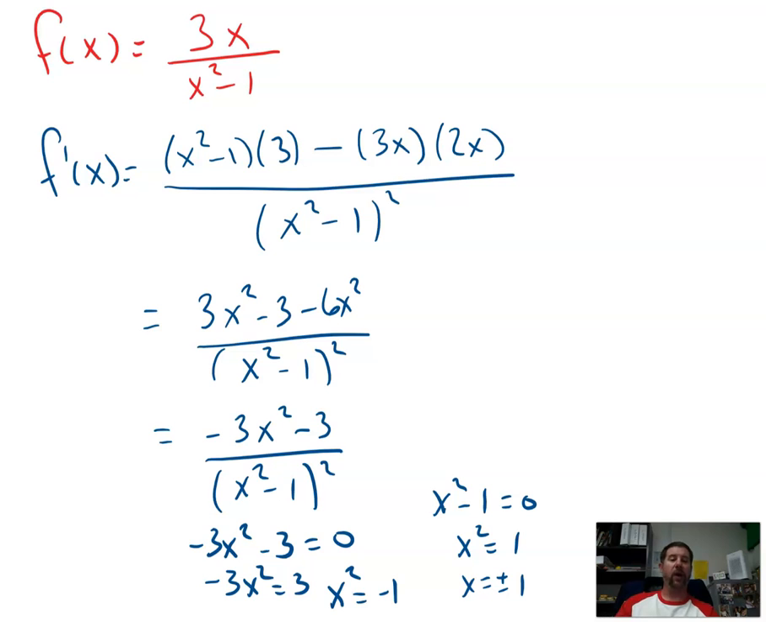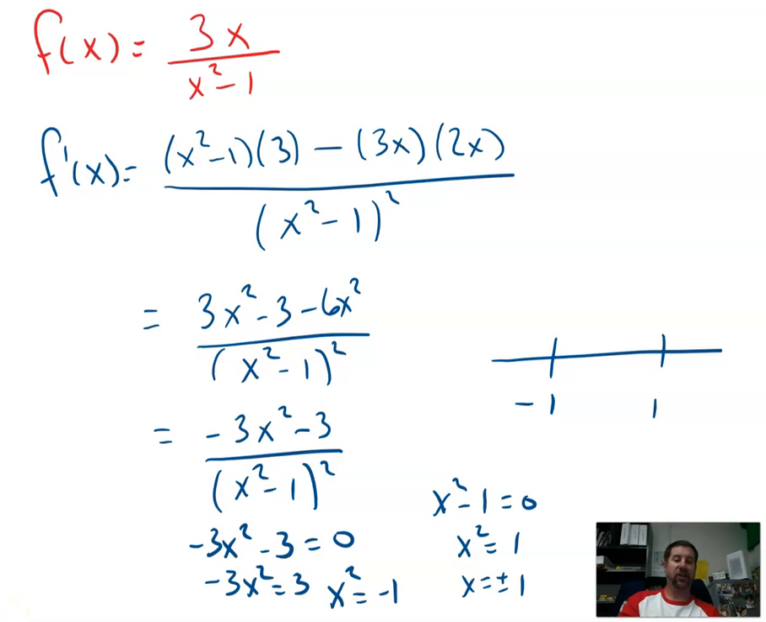Now, it's also where the derivative is undefined. So for that, I need to set the bottom equal to 0. And so this is going to equal 0 when x squared minus 1 equals 0. I solve that and I get x equals plus or minus 1. So now the only real critical values I have are at plus or minus 1. So let's do our line test.